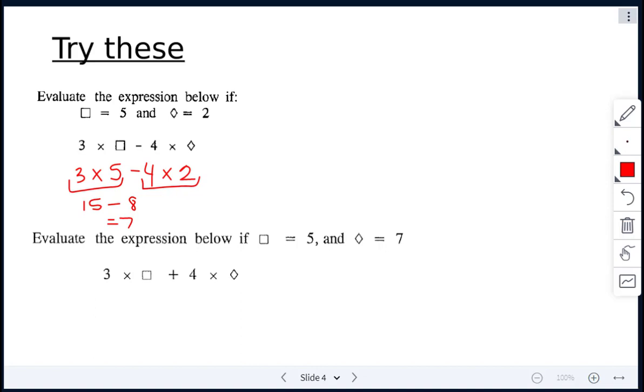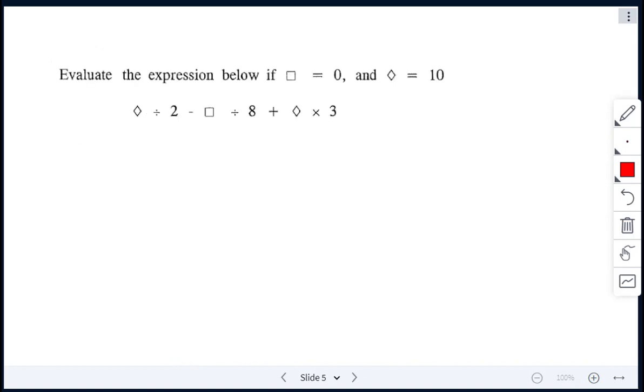And just resume this one. So here we have 3 times 5 plus 4 times 7. All right, and then we're going to multiply 3 times 5, which is 15, and then plus 28, which gives me 10. All right, so with this question, our diamond is equal to 10.